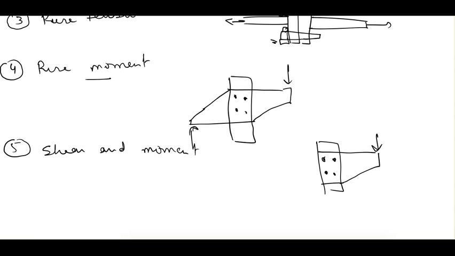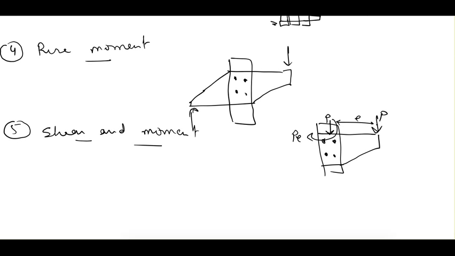So in this case there would be shear force if we try to transfer this load here. So here there would be the shear force and this would be the moment, that is if it is P, so P will be the force and P would be the moment. So that is the connection for shear and moment.